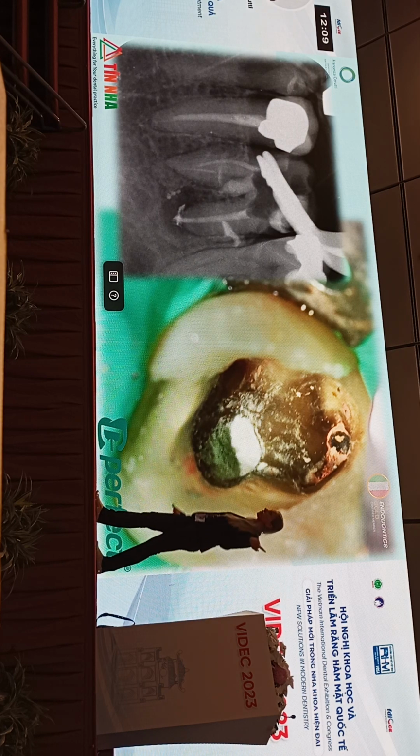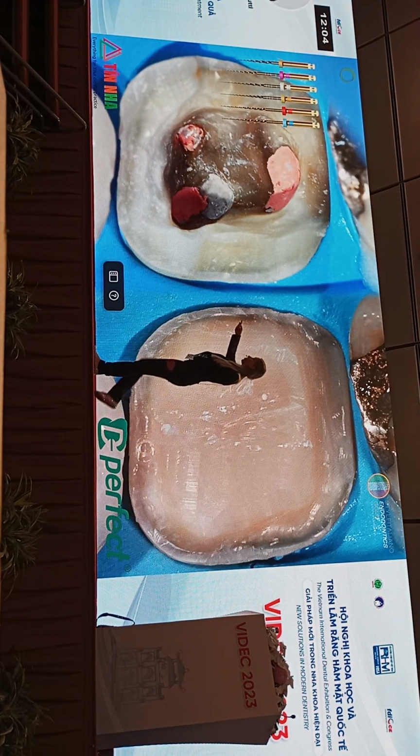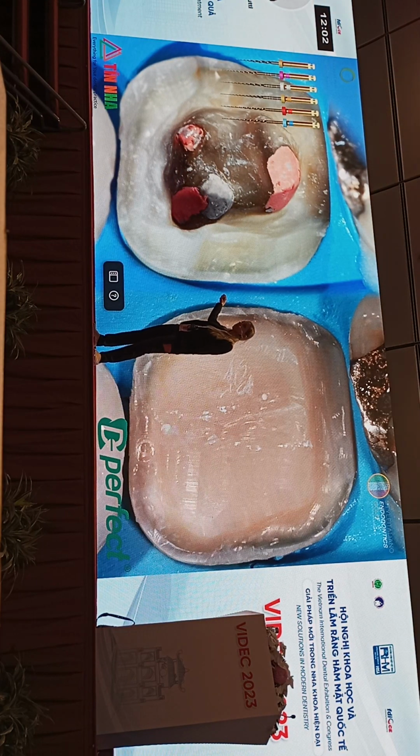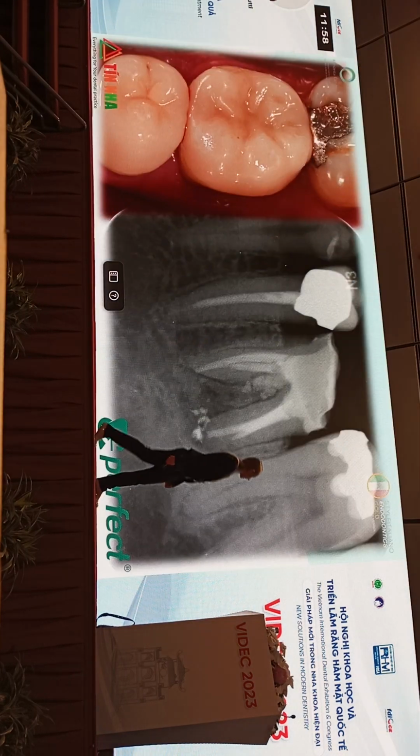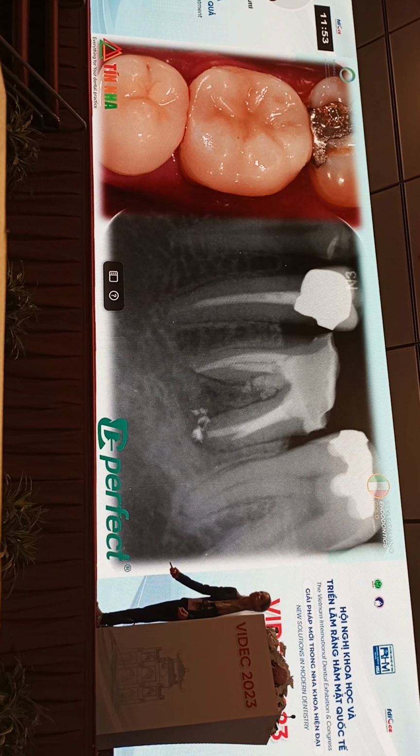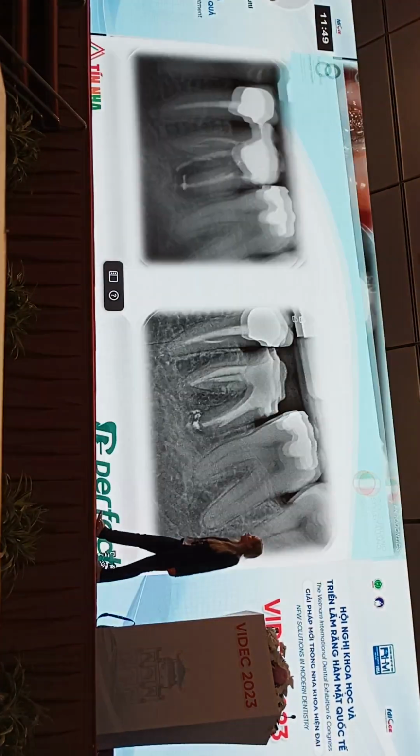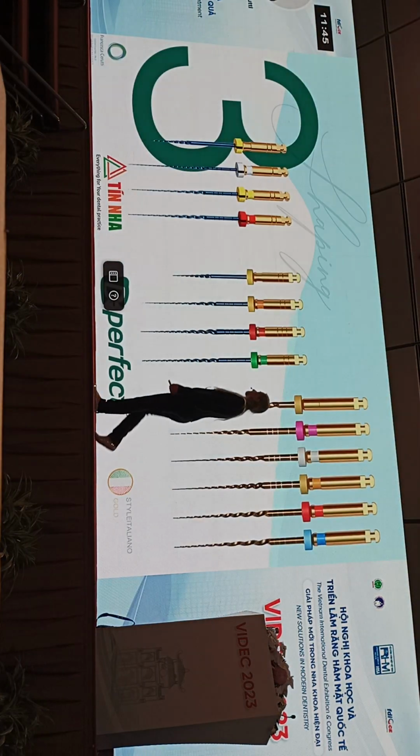I wait for a week, and when I see the patient in the second appointment, I control if the MTA is set. If it's set, I do the retreatment and the build-up, and I put a composite overlay because I don't want the patient to spend much money on this tooth. I do the retreatment, 6 months, and 1 year follow-up.